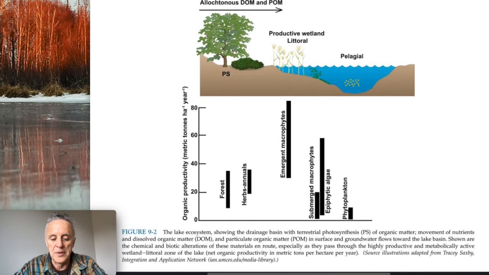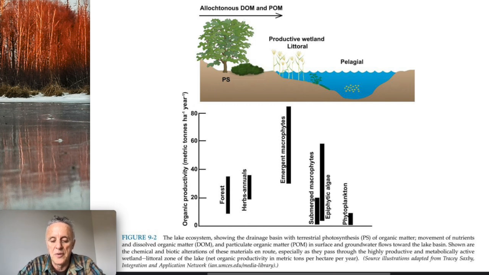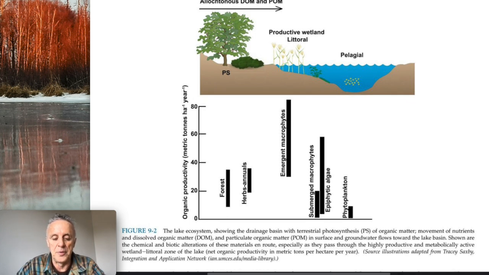The lake ecosystem showing the drainage basin with terrestrial photosynthesis, PS, of organic matter. Movement of nutrients and dissolved organic matter and particulate organic matter in surface and groundwater flows toward the lake basin. Shown are the chemical and biotic alterations of these materials en route, especially as they pass through the highly productive and metabolically active wetlands. Littoral zone of the lake, net productivity in metric tons per hectare per year.